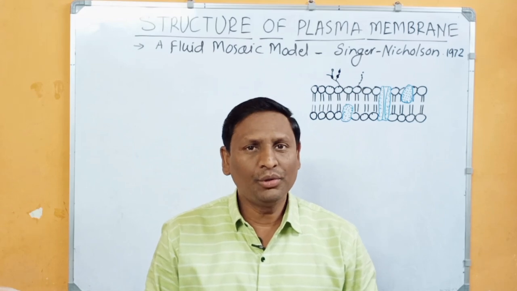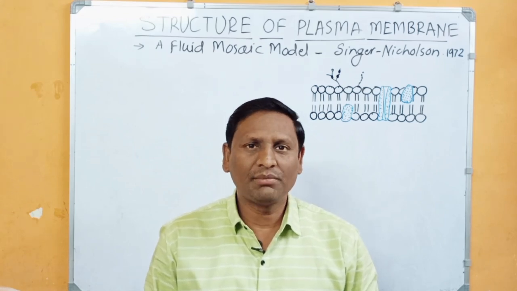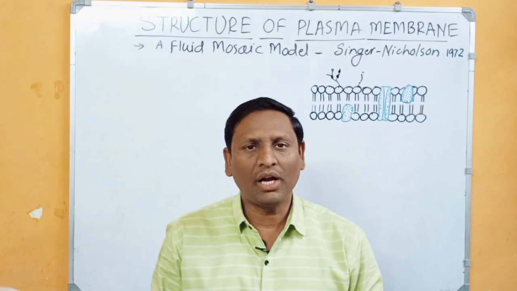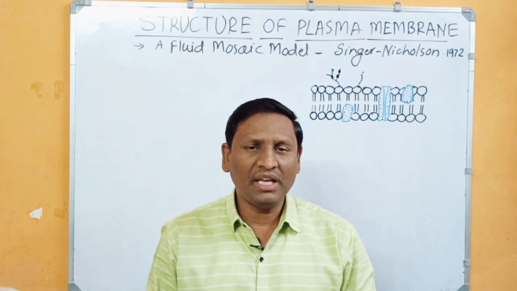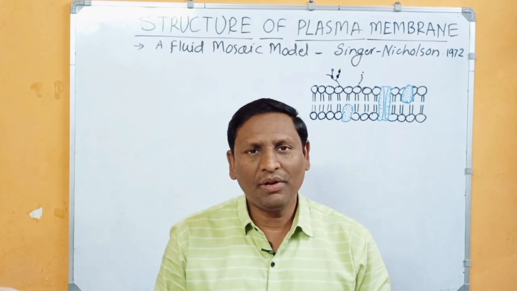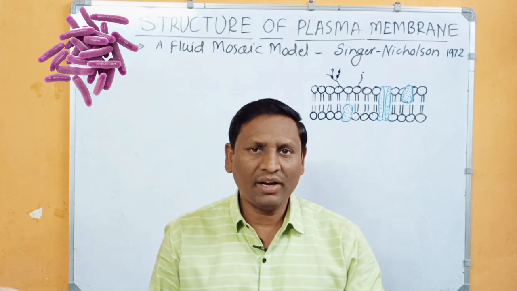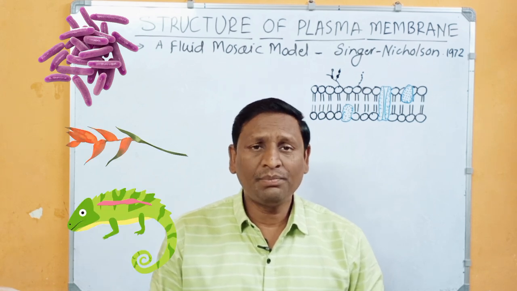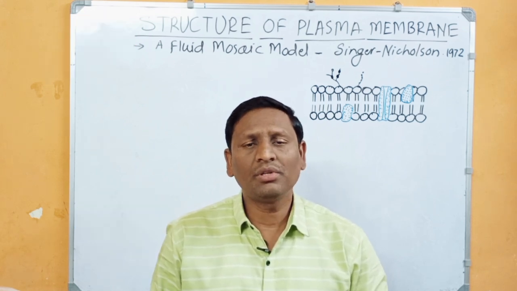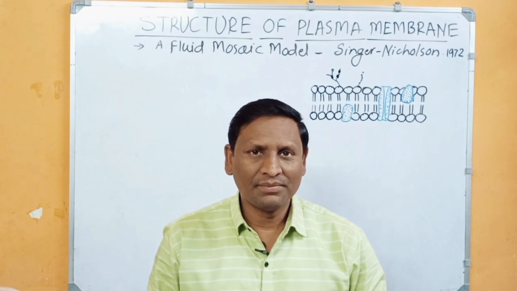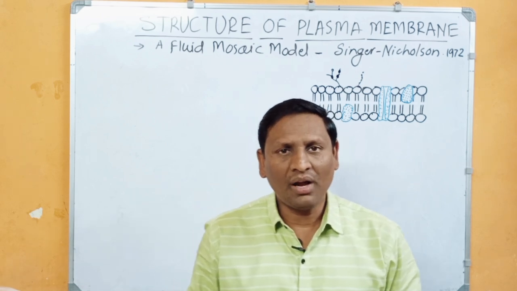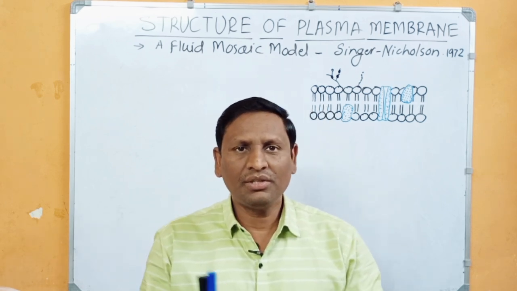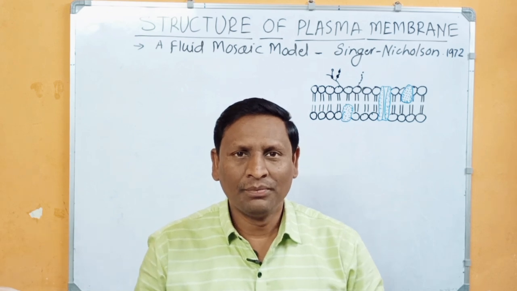In this video, we are going to talk about the structure of plasma membrane. Well, you know that plasma membrane is present in almost every type of living cell, be it bacterial cell, plant cell or animal cell. Plasma membrane is present as the outermost layer in case of animal cells, whereas in case of plant, it is present just beneath the cell wall.